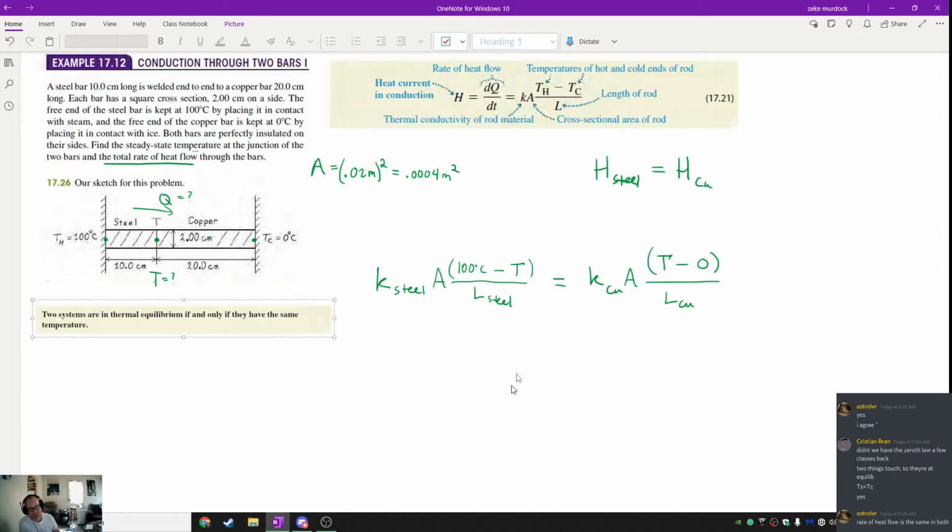So we're solving for T. I have to do some algebra now. What's the best way to solve this? I guess just multiply things out, right? Just multiply it all out. I think what I'm going to do is move L copper to this side. So we're going to have L copper over L steel times K steel times A. And then we have to multiply that times 100. Minus, same thing.